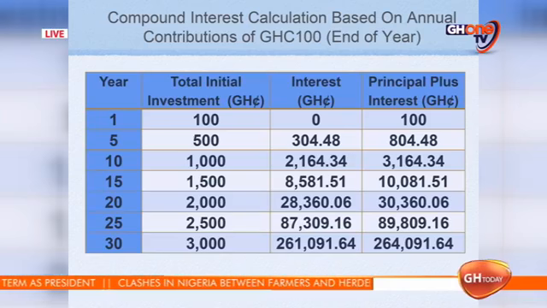That 3,000 would have made you interest of 261,000 cedis. So when you add that principal plus the interest, we are looking at 264,000 Ghana cedis. Amazing. It's just 3,000 cedis.